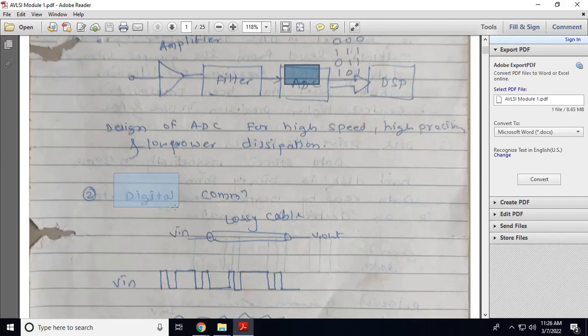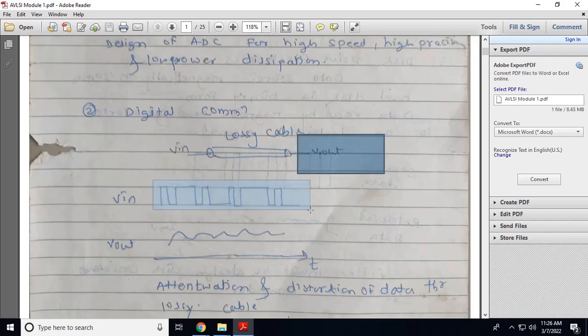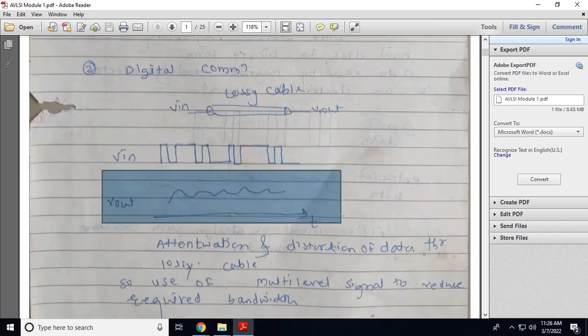The second area where we need analog design is digital communication. See, this is a lossy cable. You apply the input signal here and you can measure the output at the other end of the lossy cable. If Vin is a square wave like this, you will get a noisy signal at the output. So there is attenuation of the signal and distortion of the data through the lossy cable.